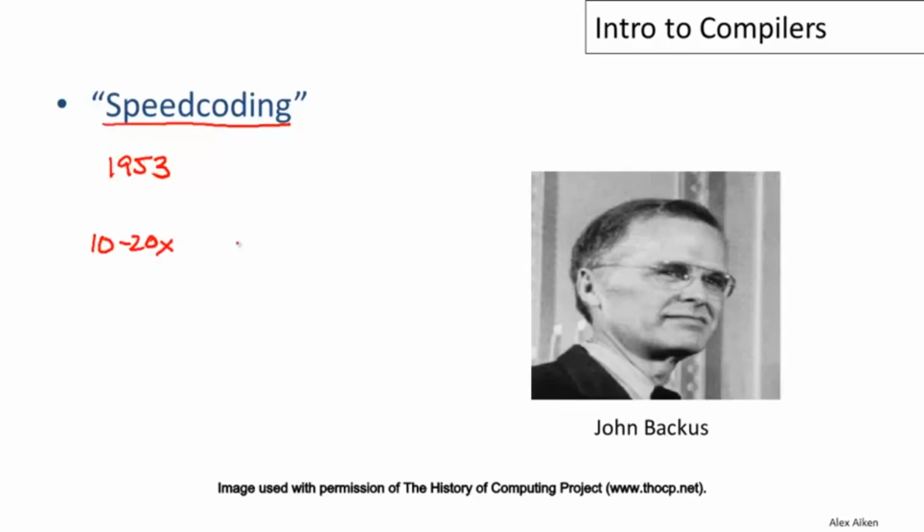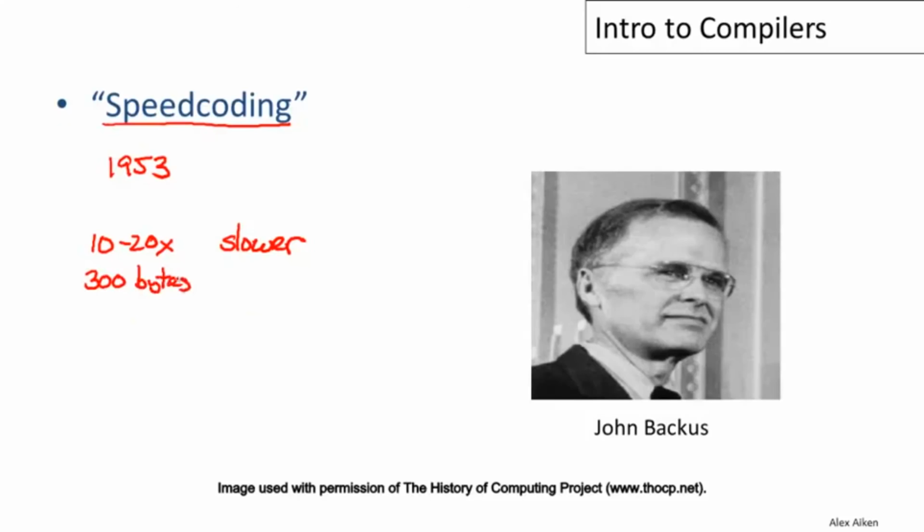speed code programs were 10 to 20 times slower than handwritten programs, and that's also true of interpreted programs today. So if you have an implementation that uses an interpreter, it'll typically be much slower than either a compiler or writing code by hand. And also, the speed code interpreter took up 300 bytes of memory.